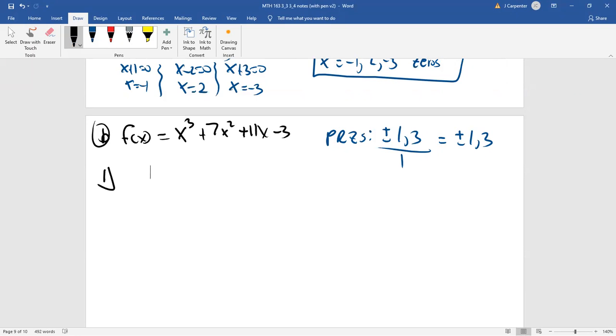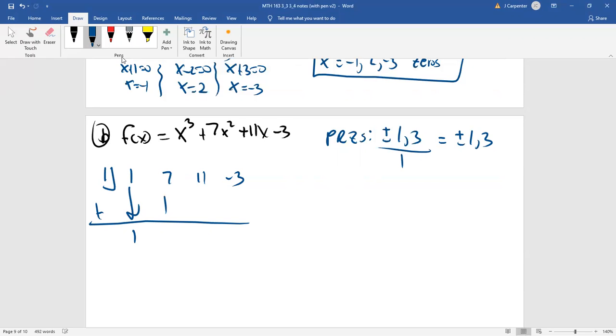So let's try out the positive 1. Coefficients to the right, they are in descending order. They don't have to be, so pay attention. 1, 7, 11, negative 3. Bring down the first one. Why did I go back to black? I'm just trying to keep all my work in blue. I'm not going to change anything, just the color. 1, 7, 11, negative 3. There we go. So bring down the 1.